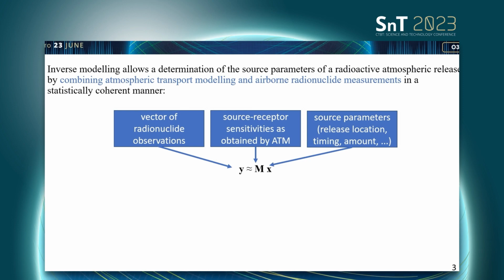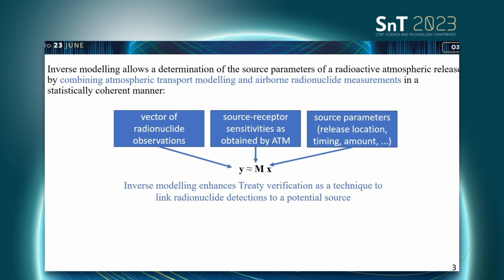Inverse modeling allows a determination of the source parameters of a radioactive atmospheric release by combining atmospheric transport modeling and airborne radionuclide measurements in a statistically coherent manner. And it boils down to the following equation, where you have the vector of radionuclide observations, which is approximately equal to the source receptor sensitivities obtained by your atmospheric transport model, and then a vector containing the geotemporal release data. And so inverse modeling enhances 3D verification as a technique to link radionuclide detections to a potential source.